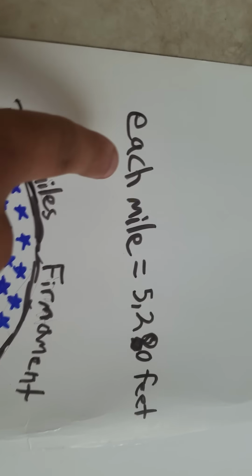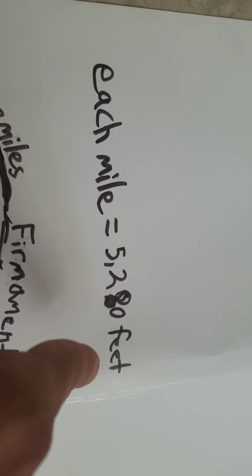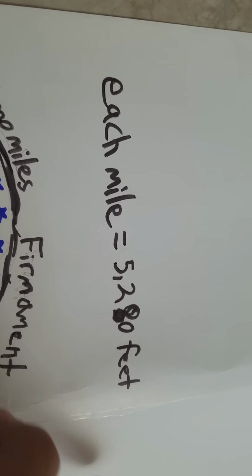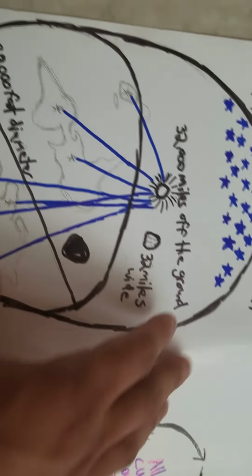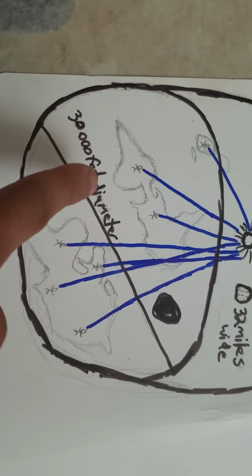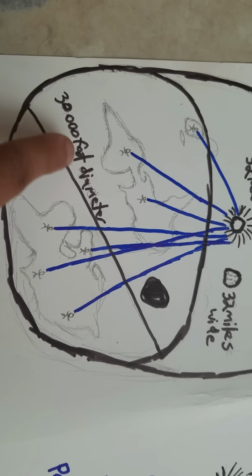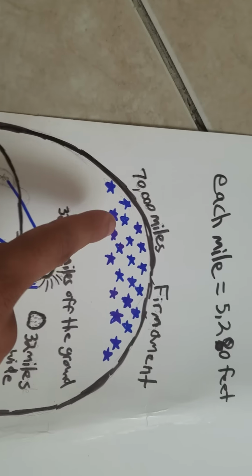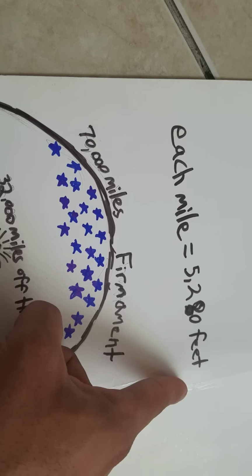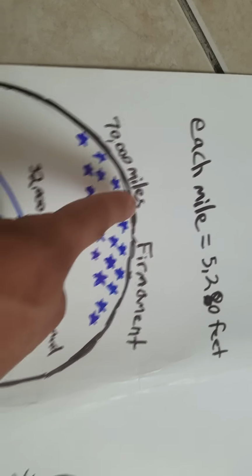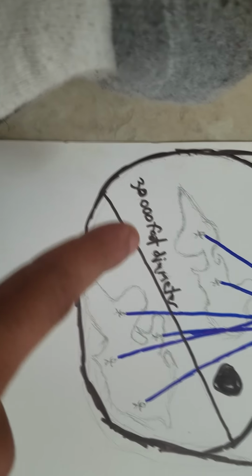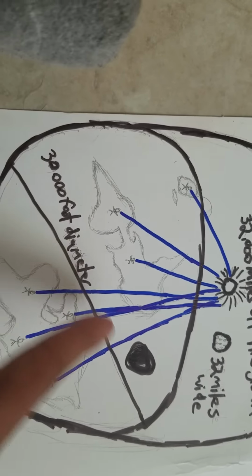For starters, each mile is 5,280 feet. I'm gonna repeat that. Each mile is 5,280 feet. Now, according to this flat earth map here, the earth is 30,000 miles, not feet, I messed up there, 30,000 miles in diameter. Now, I just told you, each mile is 5,280 feet. That is extremely far, 30,000 of those 5,280 feet. That is the diameter of the flat earth.